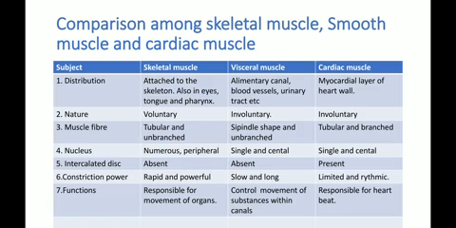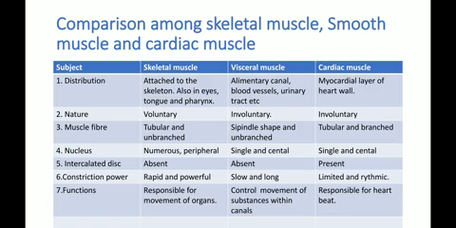Intercalated disc. Intercalated disc is absent in skeletal muscle. Intercalated disc is also absent in visceral muscle, but intercalated disc is only present in the cardiac muscle. Intercalated disc is one of the most important characteristic or unique features of the cardiac muscle, and this specialized characteristic is only found in the cardiac muscle but not in smooth or skeletal muscle.